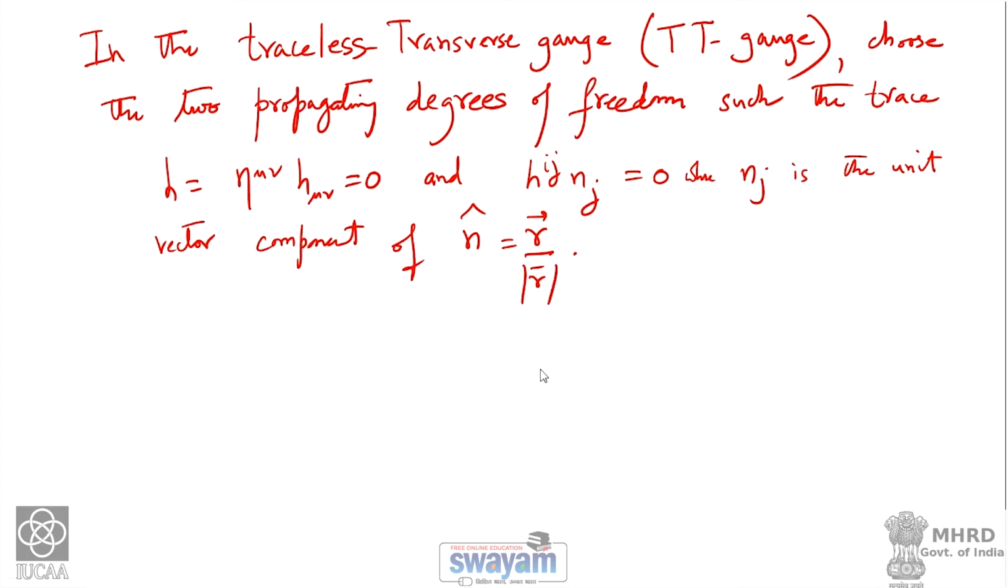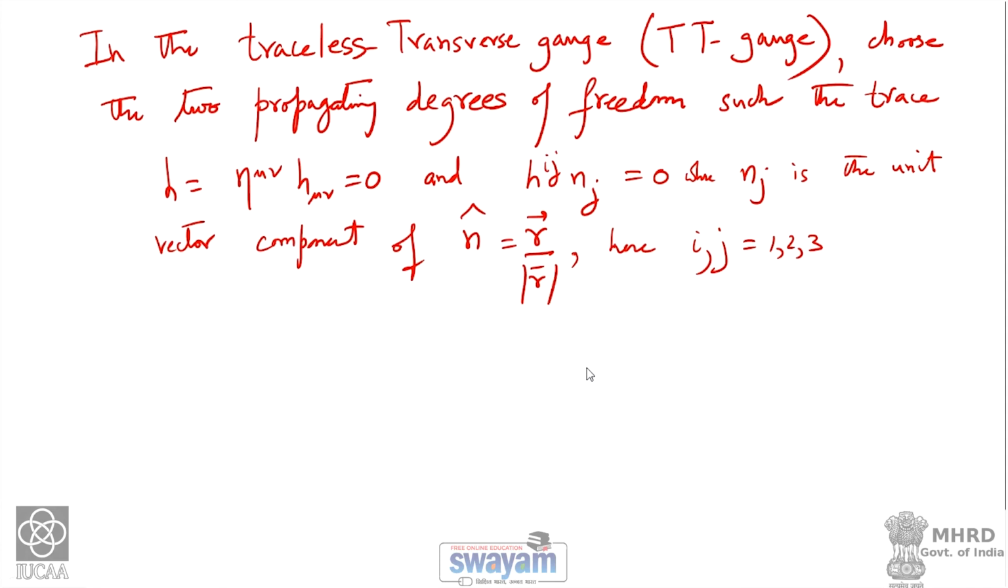The 2 degrees are the spatial degrees. Now, the time components are chosen to be 0. So, here i, j run from 1, 2, 3. So, only 2 degrees survive. So, only h_12, h_11, h_22 are the ones which are non-zero.